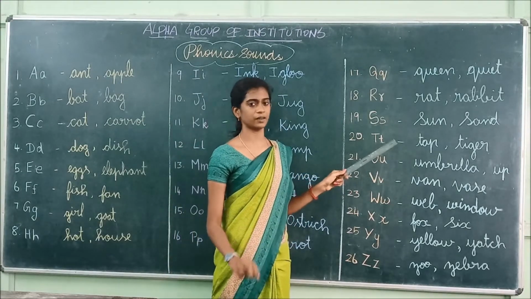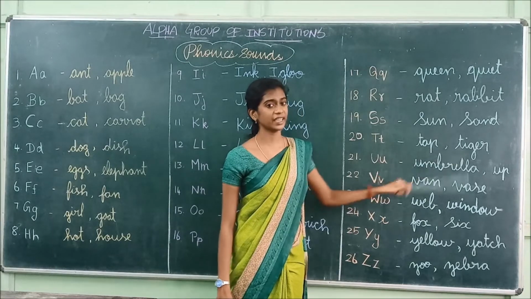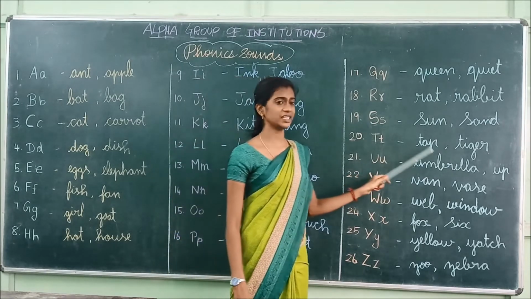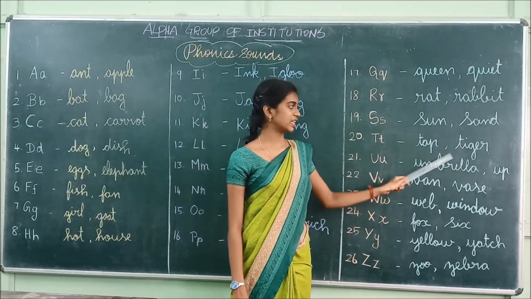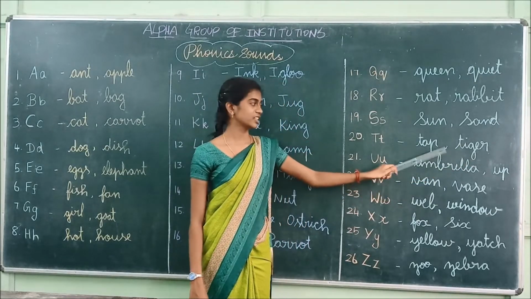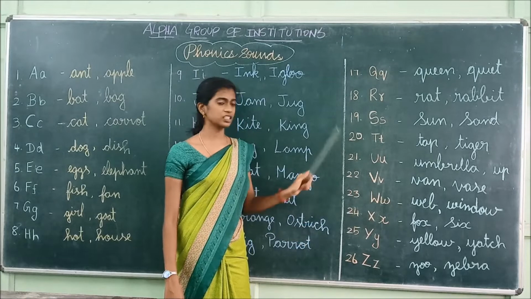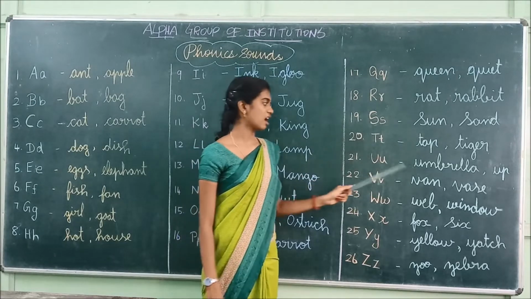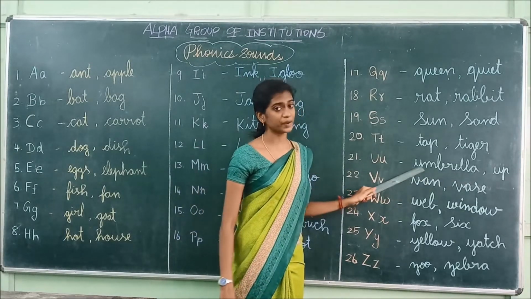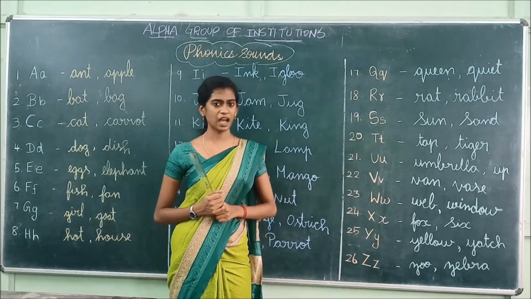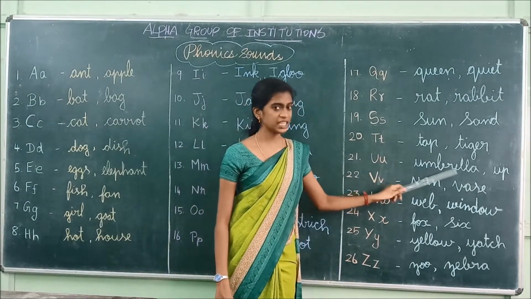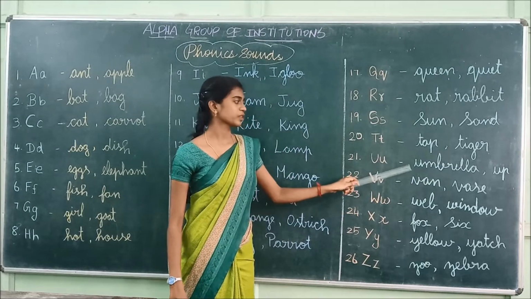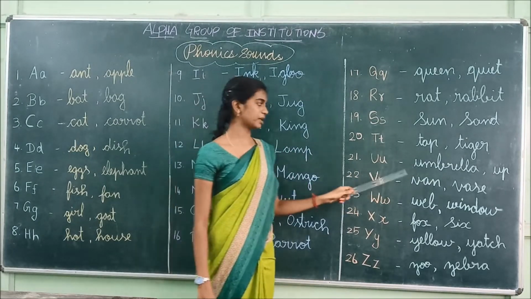And the next one is T, okay, T. Tam, tiger, tam, tiger, tap, T-A-P, tap, okay, tiger, T-I-G-E-R, tiger. So this sounds as T, okay, T. Next one is A, this sounds as A, umbrella, up, okay. So what is the spelling of umbrella, U-M-B-R-E-L-L-A, umbrella, okay, it's umbrella, so the sound is A, okay, umbrella, up.